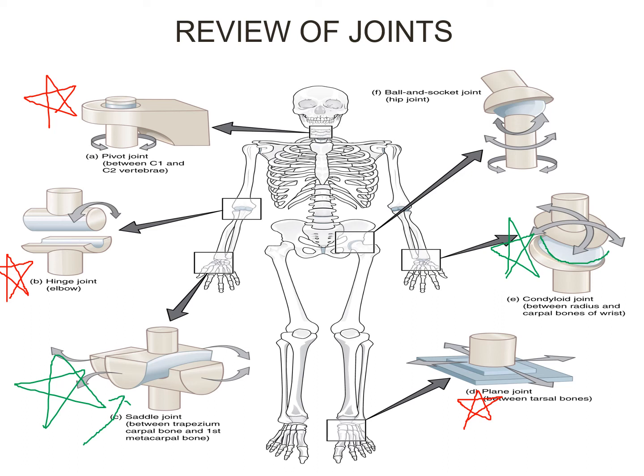And last but not least, we have the ball and socket joints, and literally it's just a ball in a socket. So that would be our multi-axial illustration. So make sure you know which ones fall under which category. We have 3 under uniaxial, the pivot, hinge, and plane. And then we have the saddle and condyloid under biaxial, and then the only multi-axial one is ball and socket.